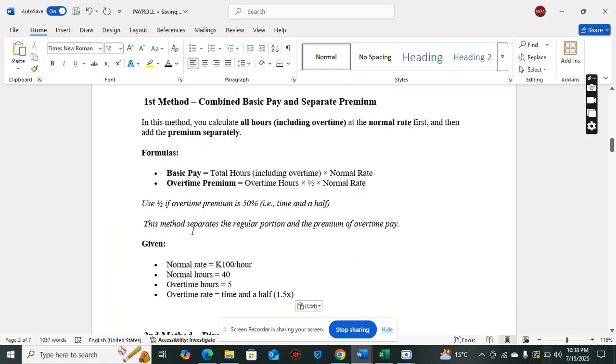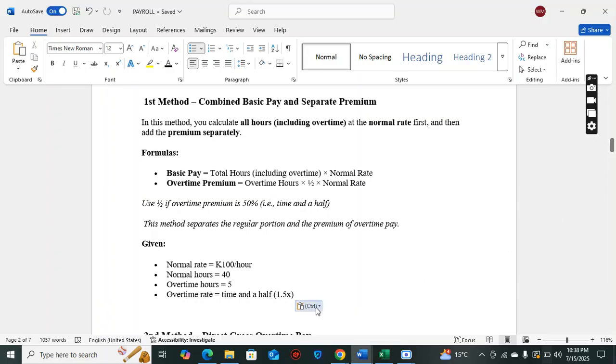Okay. So we're given this information about the work. The normal rate is 100 kwacha per hour. The normal hours they have to work are 40 hours. Now this worker worked for a total of 45 hours, 40 hours plus overtime, 5 hours. So in total, this worker worked for 45 hours. The overtime rate has been given as time and a half. So we have to find the gross pay.